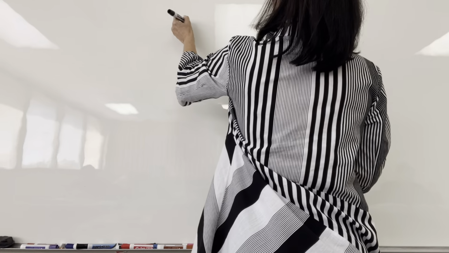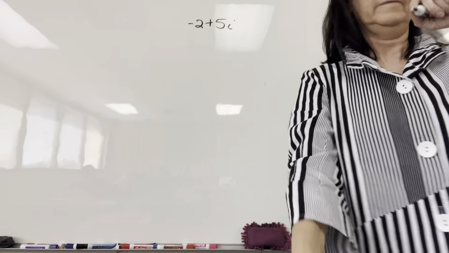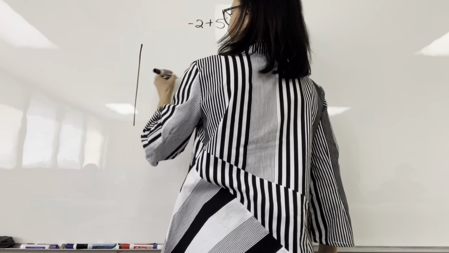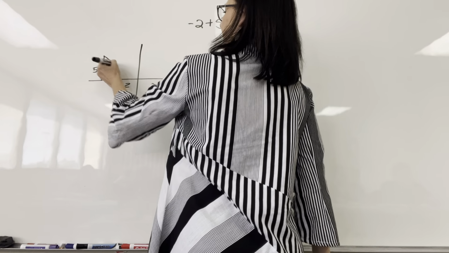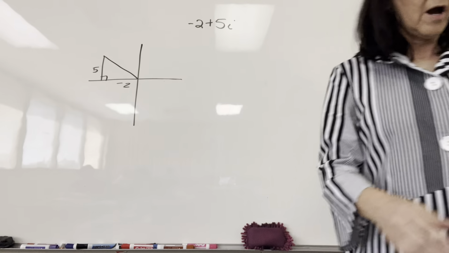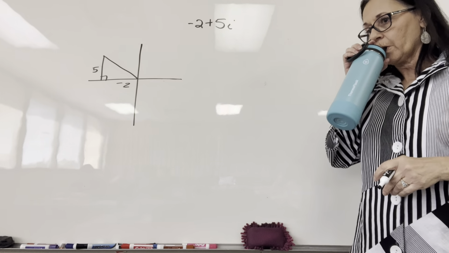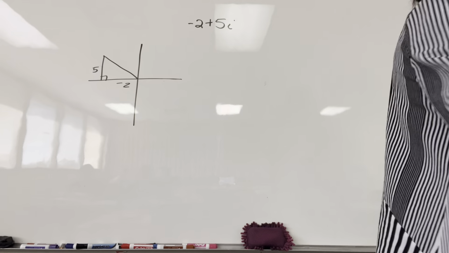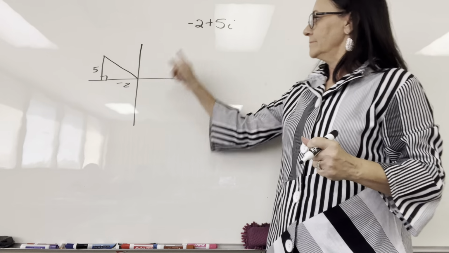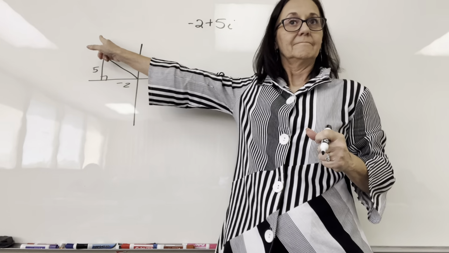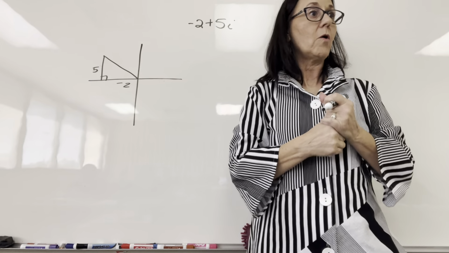All right, so -2 plus 5i. What quadrant is this in? Always drawing our triangle to the x-axis. And we know it's in quadrant 2. How do we know it's in quadrant 2, ladies? Because the -2 is on the x, and then the 5i is on the y. It's positive. Got it? Does everybody understand how we know what quadrant it's in?